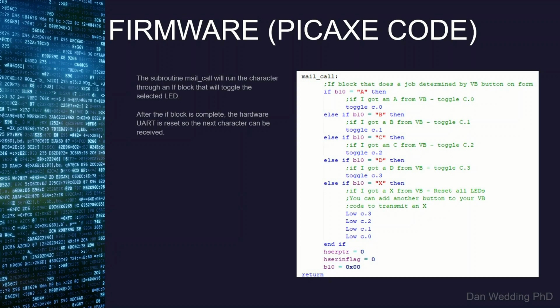The subroutine mail call will run the character through an if block that will toggle the selected LED. After the if block is complete, the hardware UART is reset so the next character can be received.